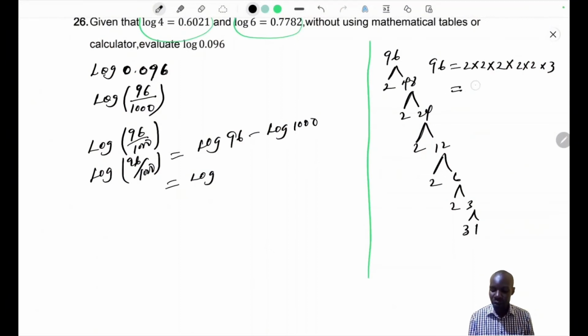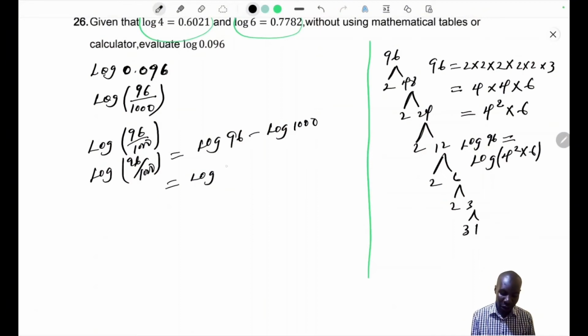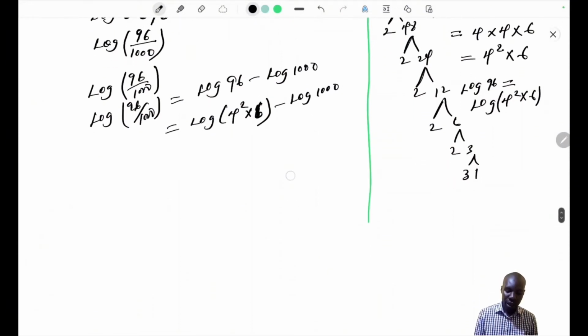So this is the same as 4 times 4 times 6, which is the same as 4 squared times 6. So instead of having log of 96, we can have log of 4 squared times 6, minus log of 1000. Let's continue.